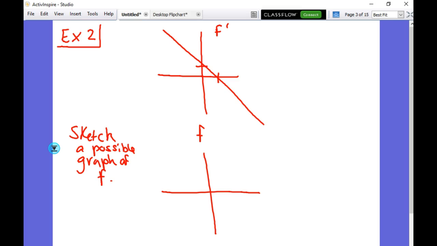So, where is f increasing? Where does it have a positive slope, in other words? To the left of what? 1. So from here to here, my graph of f is increasing, right? And what's happening over here? Decreasing. So it goes from increasing to decreasing at 1.